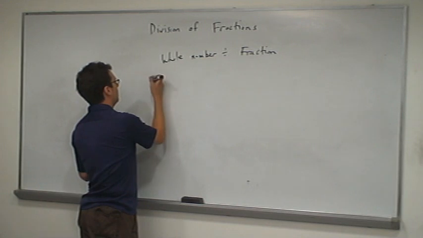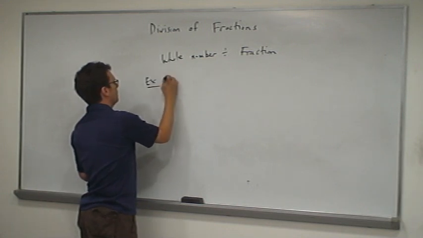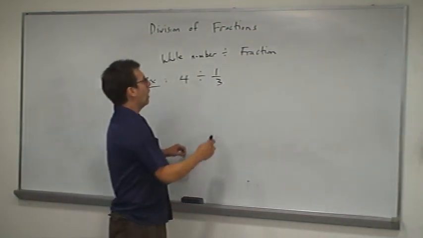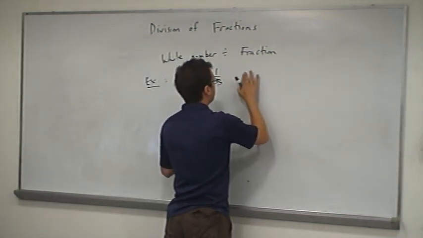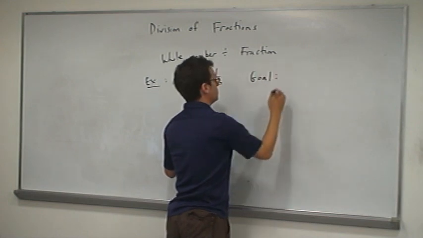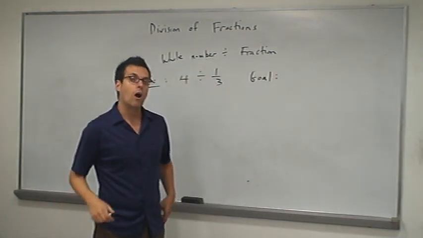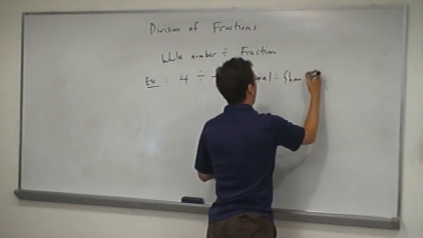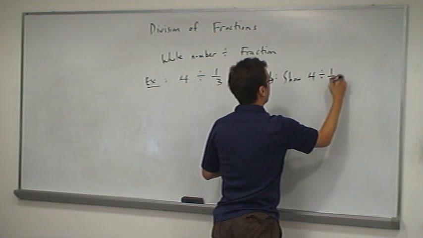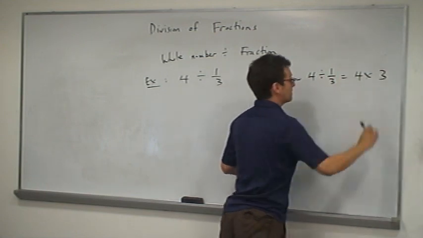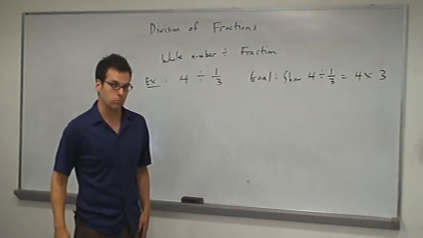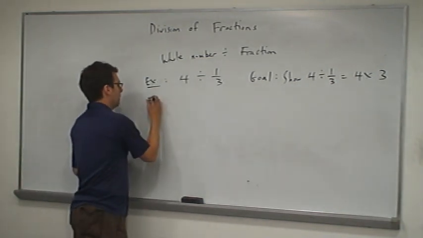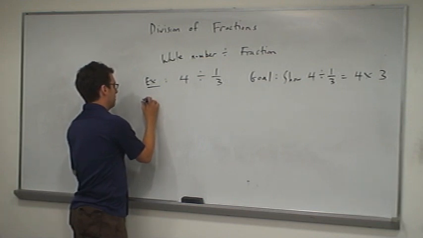So an example here might be 4 divided by 1/3. That's a whole number divided by a fraction. Our goal, again, is not necessarily just to obtain the correct answer. Our goal instead is to illustrate or to show that 4 divided by 1/3 is exactly the same as, in this case, 4 times 3, because 3 is the reciprocal of 1/3. That's what we want to show. Okay. So, as we did in our previous 2 examples, we might come up with a problem.